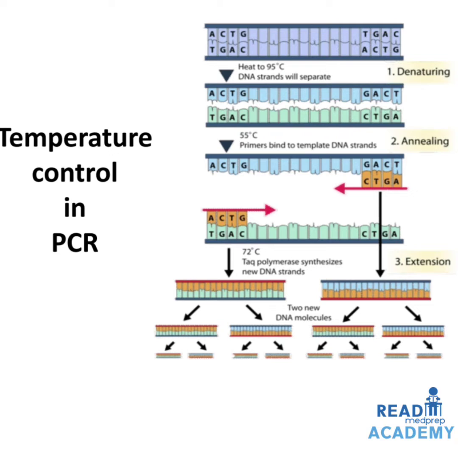In denaturing, the heat is used up to a temperature of 95 degrees centigrade where the DNA strands will be separated. In annealing, 55 degrees centigrade is used where the primers bind to the template DNA strands. During extension, 72 degrees centigrade is used and the Taq polymerase synthesizes the new DNA strands. A single strand becomes two strands, become four strands, become eight strands, become 16 strands, and the process continues till billions of DNA are formed.